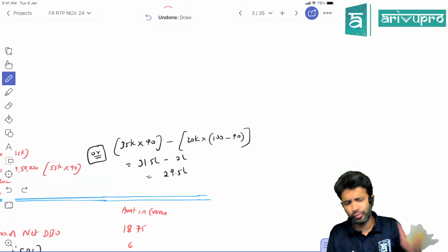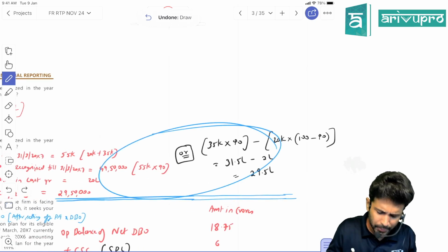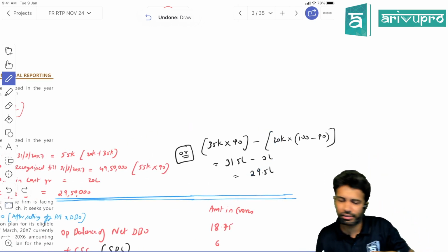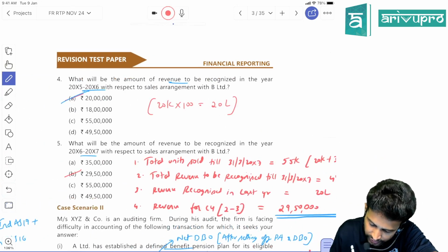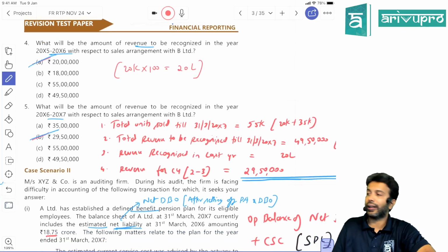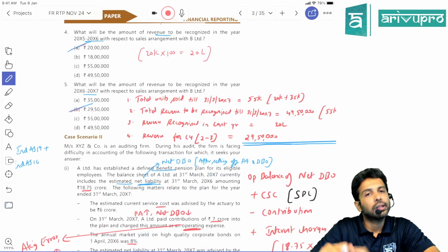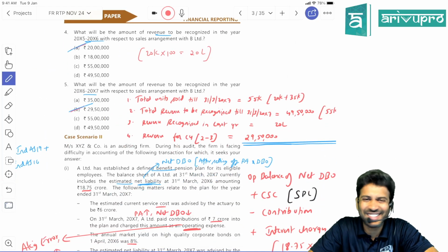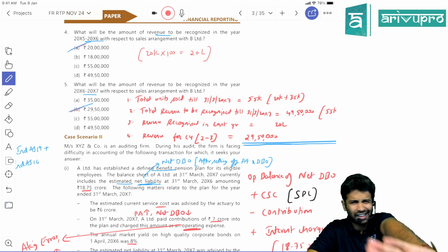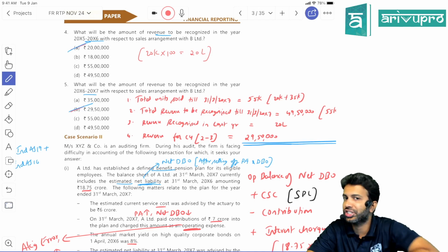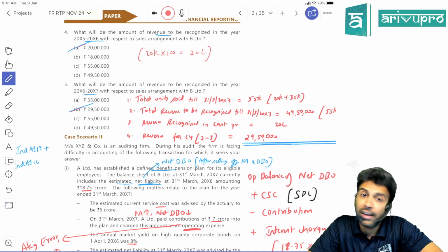So whichever way you feel comfortable, you can do it. Multiple ways. Mathematics, you can present it in multiple ways. So they've asked the revenue for the second year. Revenue for the second year will be 29 lakh 50,000, sir. That's all with respect to the first case study of 5 questions. Pretty straightforward, nothing new as such. All such questions we have done in our regular class.